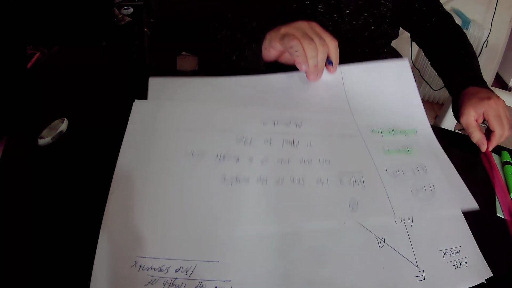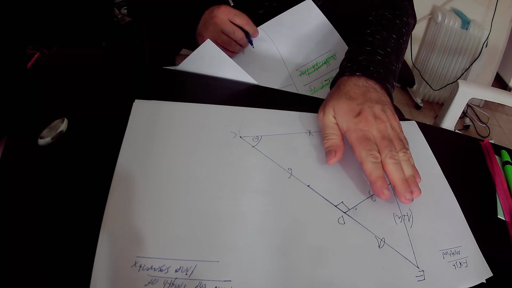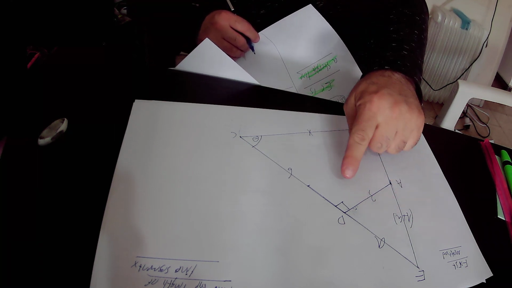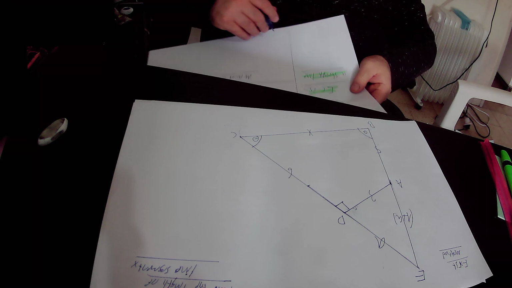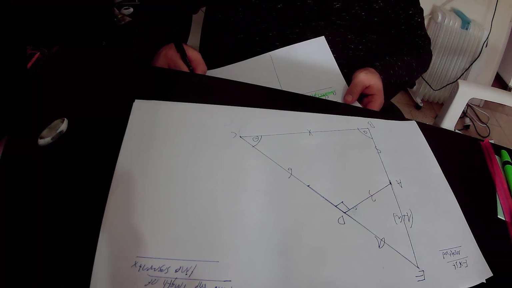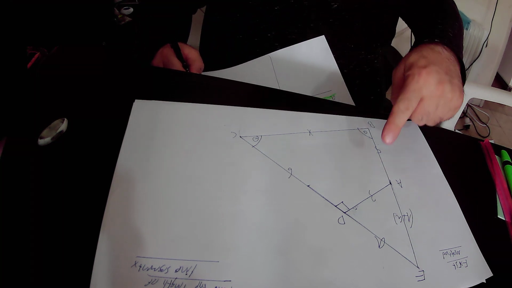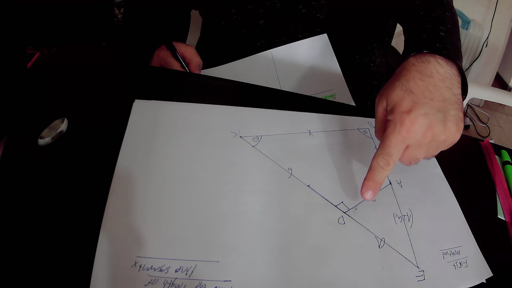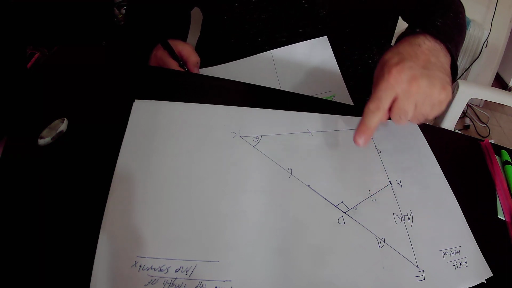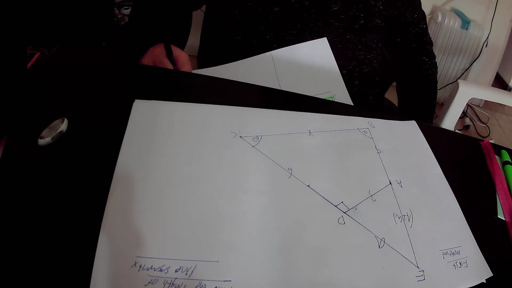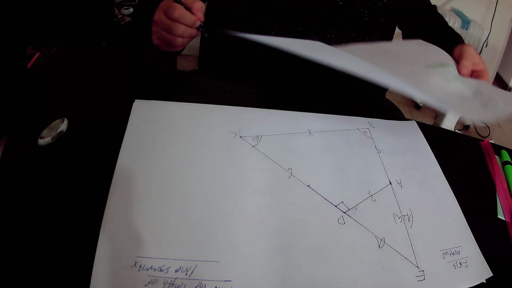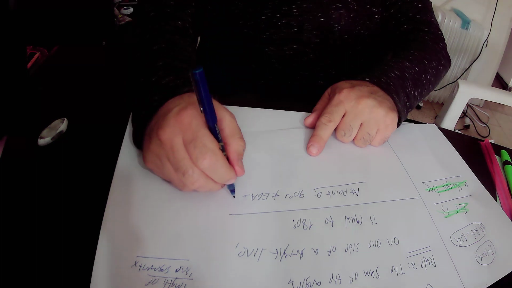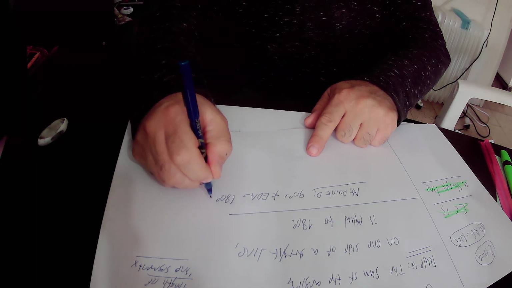Which angles do we have on this side of the straight line EC at point D? We have here 90 degrees, and we also have this angle, which is angle EDA. The sum of those two angles must be equal to 180 degrees according to rule number 2, of course.